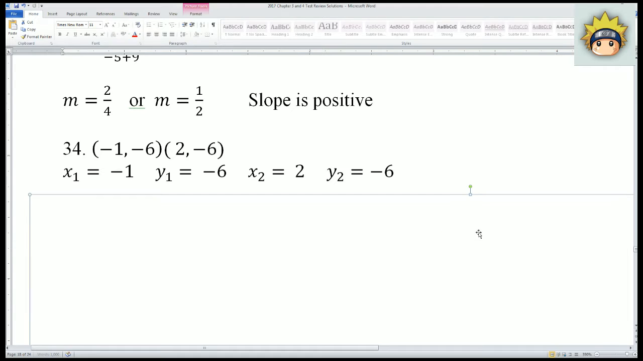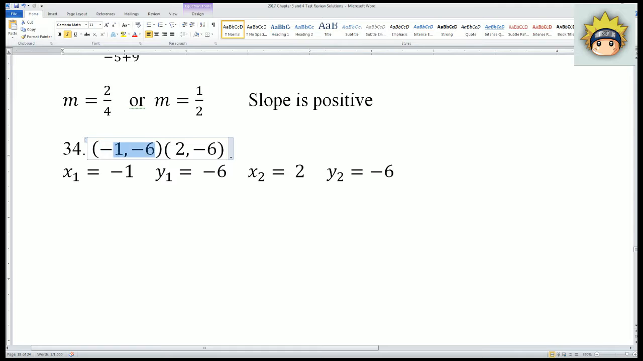Number 34, this is what I labeled. Again, this is my first point. Let me color code this for you. That's my red. That is why this is red. This is blue. The x for my first point is negative 1. The y for the first point is negative 6. For my second point, the x is 2. My x2 equals 2. And my y is negative 6.